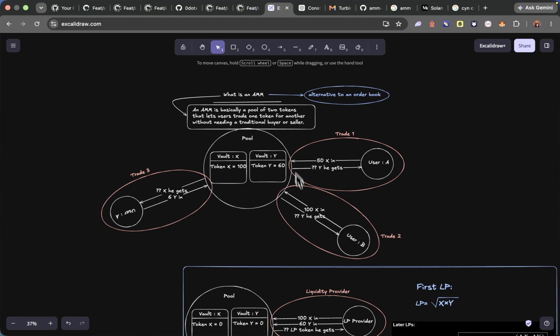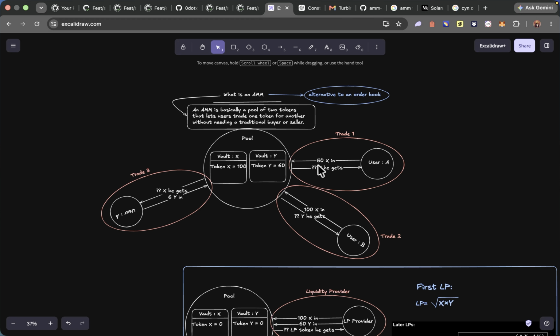After discussing the simple architecture of AMM, we'll proceed to the formula which rules the AMM, and we'll do all these calculations. So let's say this is our trade 1. After trade 1, the status of the pool will change, right?